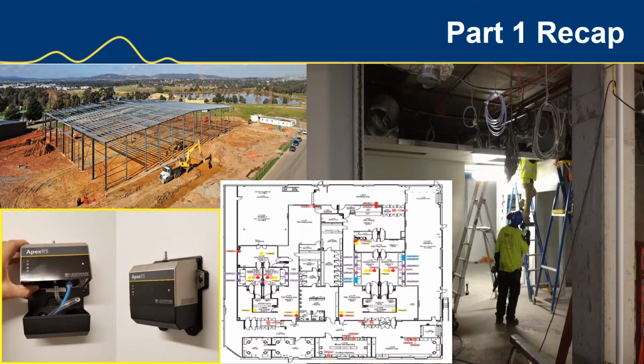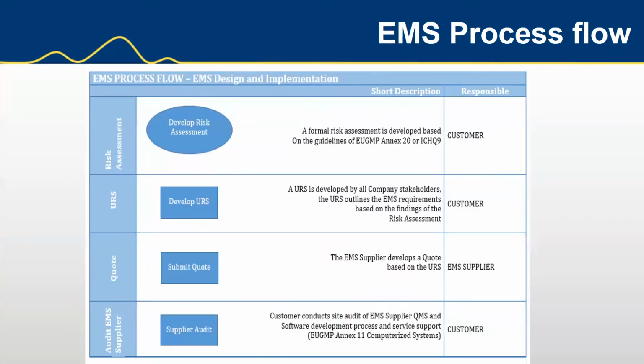So let's have a look at the EMS process flow. I want to recap a little bit, especially for anybody that's new in today's audience. The EMS process flow I put together many years back basically observed the GAMP-V model and the outcomes of many successful projects, and it covers each stage of the process, including the responsibilities. As we can see, it starts off with the risk assessment, the URS, the quote stage, and the auditing of the supplier, the vendor.